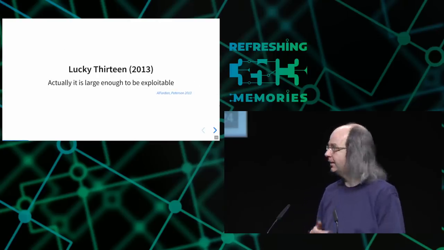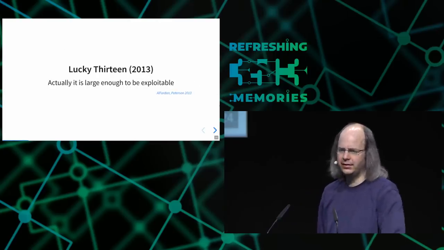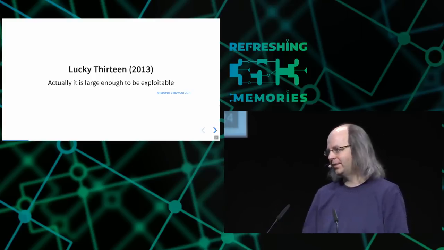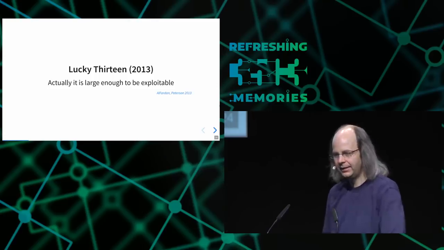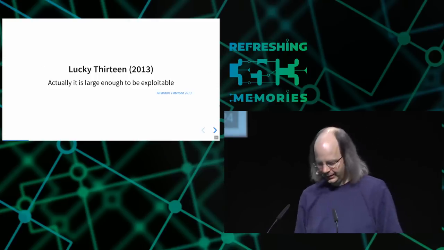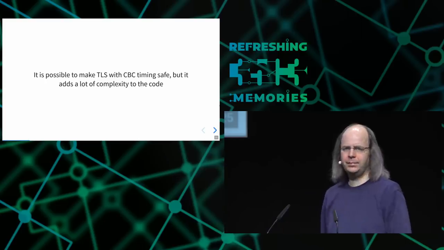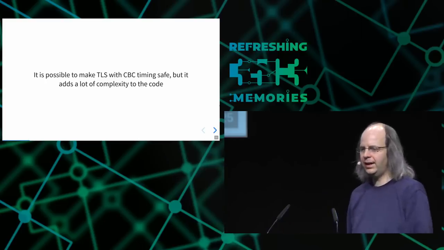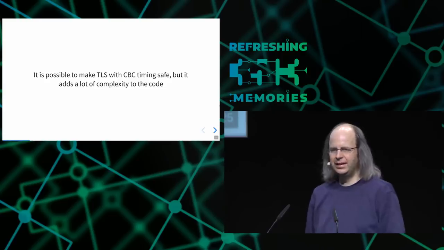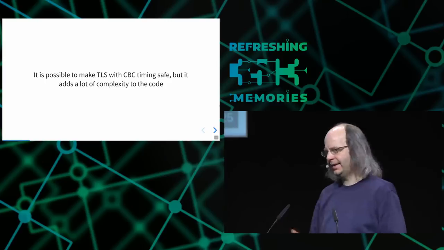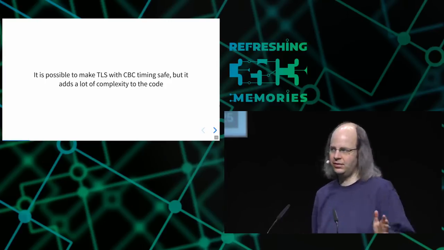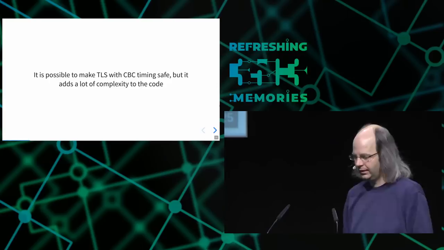And actually, in 2013, there was the so-called Lucky 13 attack, where a team of researchers actually managed to exploit that small timing side channel that the designers of the standard believed was not large enough to be exploitable. And it is in theory possible to implement TLS in a way that is safe from these timing attacks. But it adds a lot of complexity to the code. If you just look at when Lucky 13 was fixed, it just made the code much longer and much harder to understand.